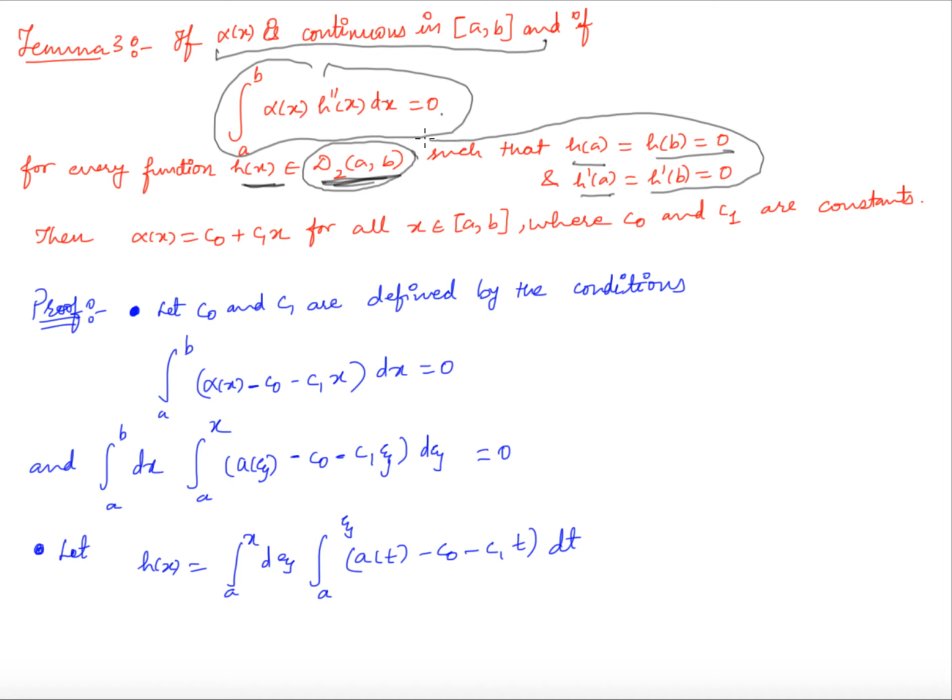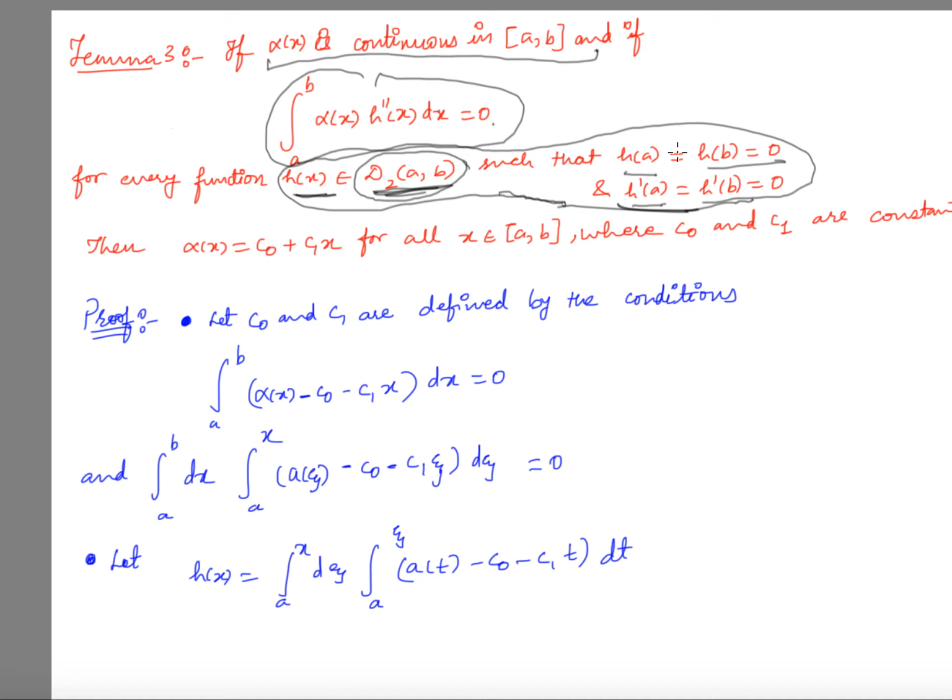So this lemma says that if h of x is chosen like this, satisfying all these conditions, then your alpha x is equal to c naught plus c1 x for all x in ab, where c naught and c1 are constants. This is the lemma. We can prove this lemma. This is a very technical proof.